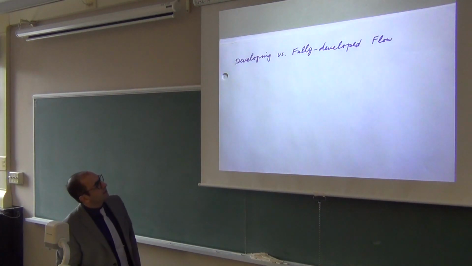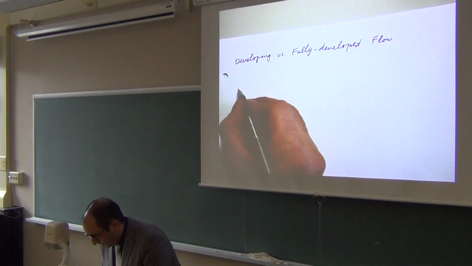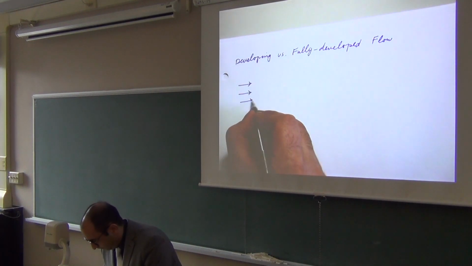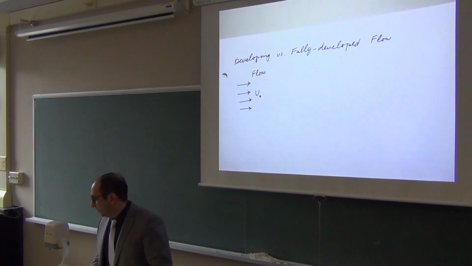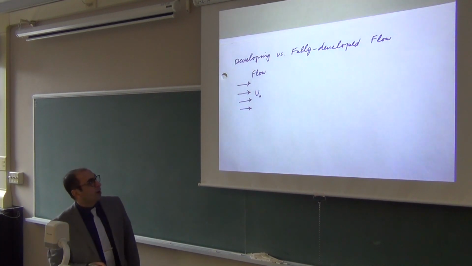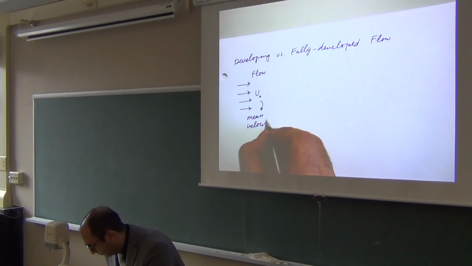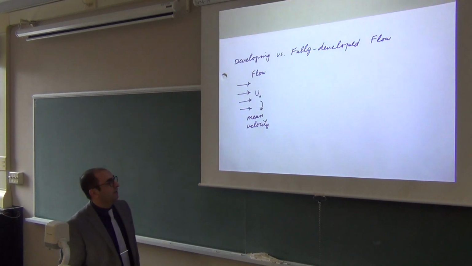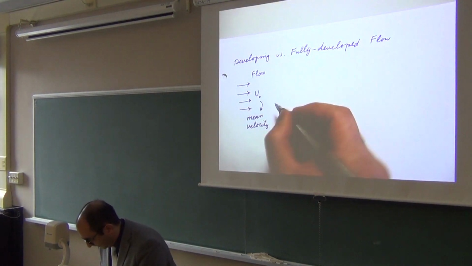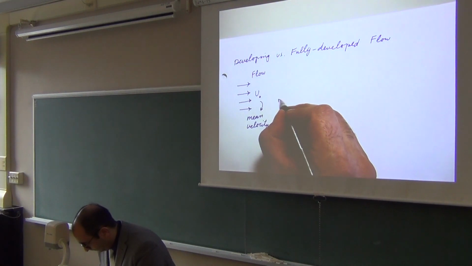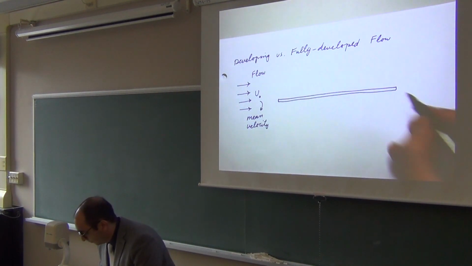What does developing and fully developed flow mean? Let's say there is some flow coming, going from left to right in the open space. And the free stream velocity is u naught. Certainly this is a sort of mean velocity, even though I don't put the angle brackets, but I infer it's a mean velocity. Now what you do, you put a plate in front of this flow. Now I have put a surface or a wall in front of the flow. So this is a plate.